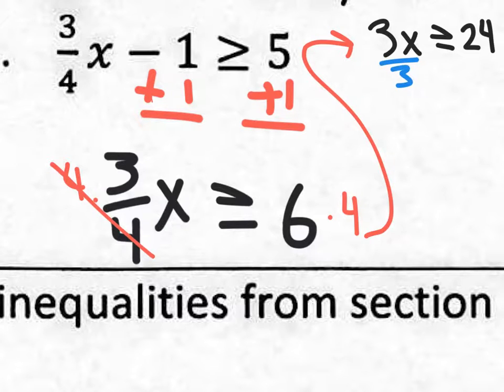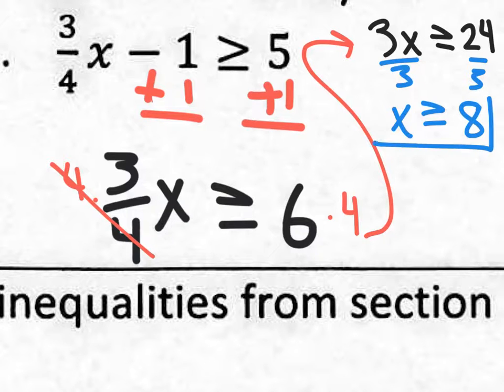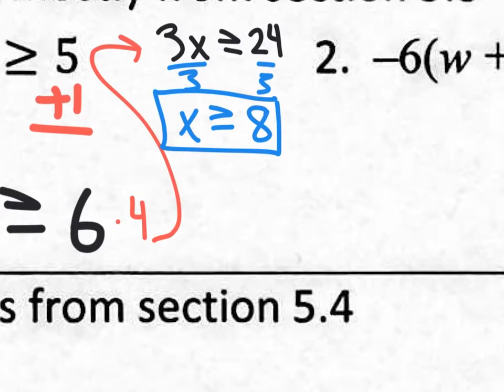to divide by 3, and x, I do not flip the inequality symbol because you didn't multiply or divide by a negative, so you end up with x is greater than or equal to 8, and that's your final answer right there to that inequality. Let's move on to the next example right here.